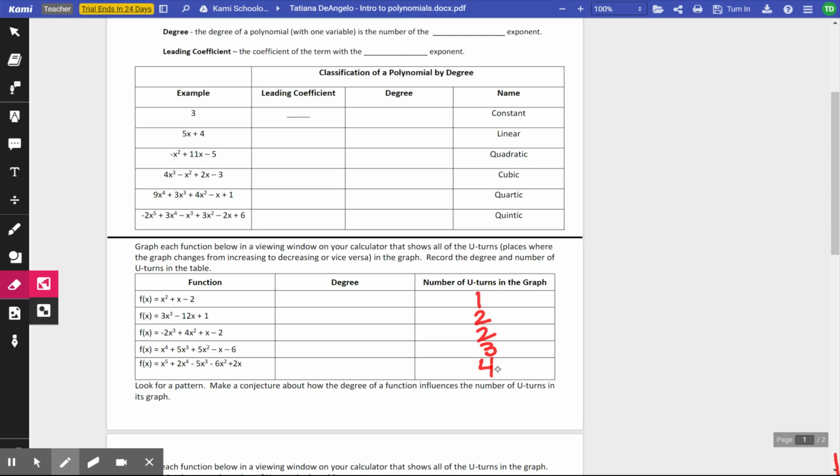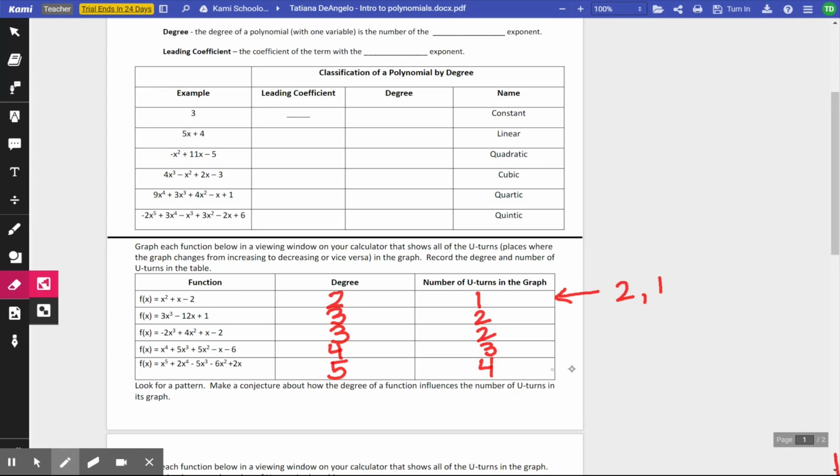So then it's also asking me for the degree. Remember, the degree is the highest number on the exponent. So here, my degree is 2, x squared. That's the biggest. Then next, I have x cubed. That's the biggest. And again, I have another cube. That is the biggest. Then here I see x to the fourth is the biggest. And then finally for the last one, I see x to the fifth is the biggest. So now it's asking me to look for a pattern. As I'm looking at these, I see here I have 2 and 1.